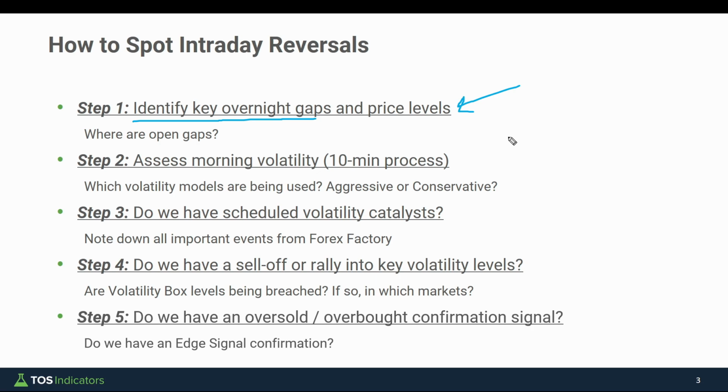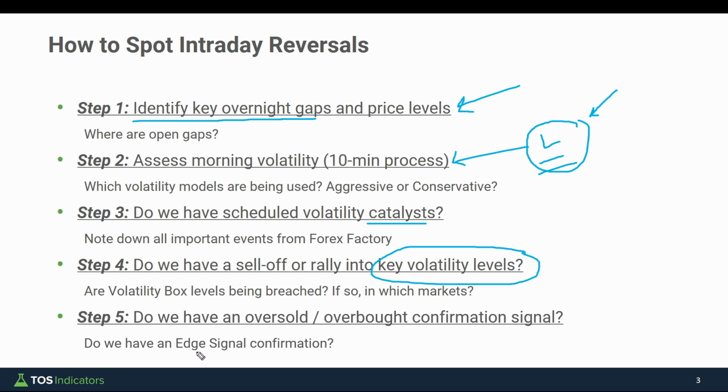Then assess the morning volatility. If you have lower volatility, I think that leads to nicer opportunities for these intraday reversals, and it also allows you to have lower risk involved on the trade compared to if you had greater volatility. We then make a note of all of the scheduled catalysts for the day, and once we've done that, you're now being patient, waiting for price to come to you, hit our key volatility box zones. Once that happens, we wait for the edge signal confirmation, and after that, let the trade manage itself.